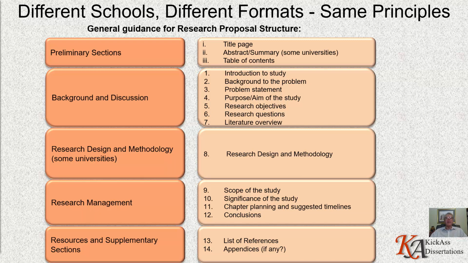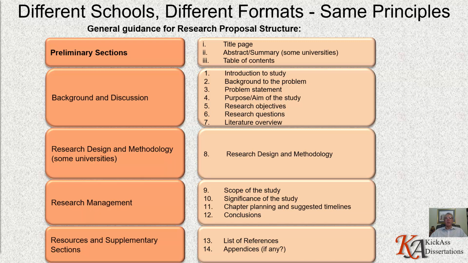So let's look at the main sections that you will find in a typical research proposal. So this is the general guidance for research proposal structures. The first is the preliminary section. This will be the title page and it will include your approved topic.